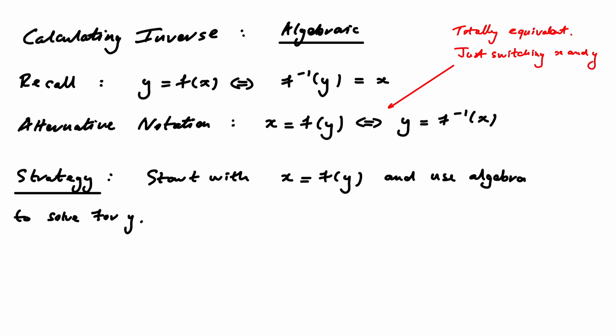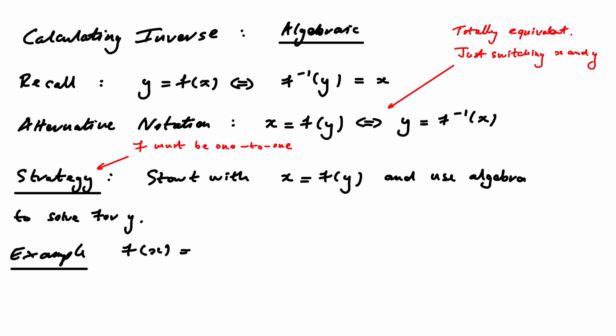Again, something to be aware of, you shouldn't apply this like a robot, because not every function has an inverse. So for all this to work, f must be one-to-one. In fact, if you try doing this with a non-one-to-one function, at some point the algebra is going to break down. So, just as a quick example.